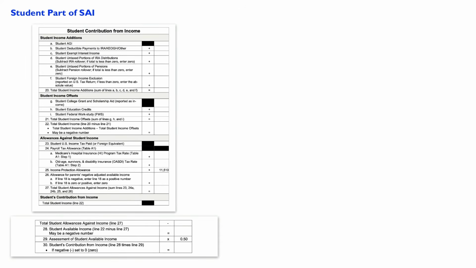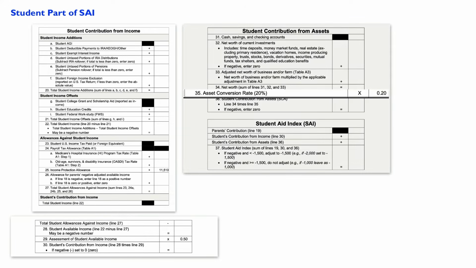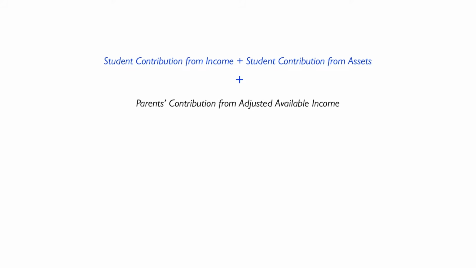Now, for the student contribution, we do the same thing, but with much higher assessment rates. The student income, starting with the AGI, is adjusted with some offsets and allowances, and then it's assessed at 50%. The student assets are combined and assessed at 20%, which is way higher than the 12% for the parents. The two student portions are added together, then combined with the parent contribution to finally determine the final SAI.